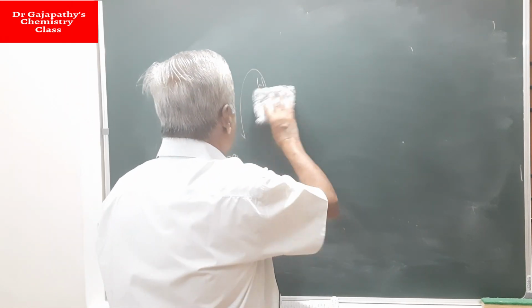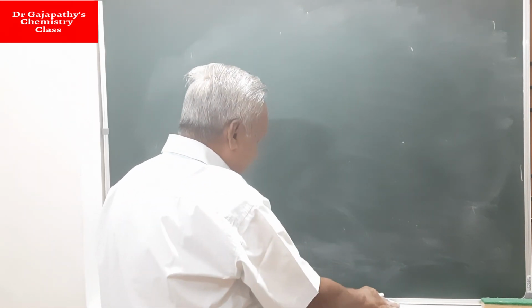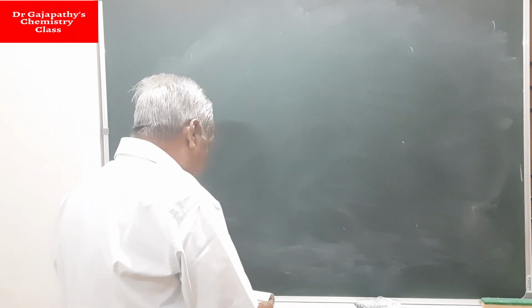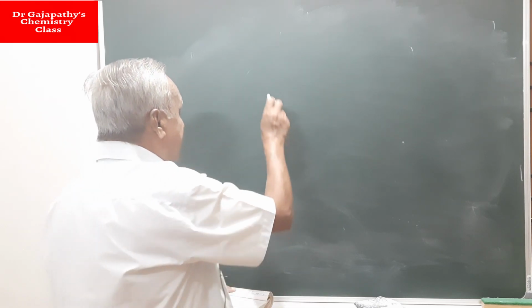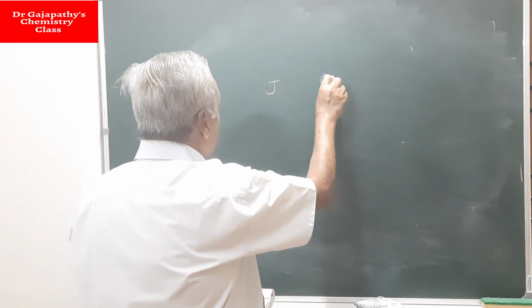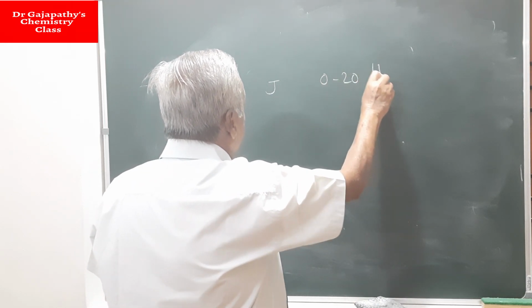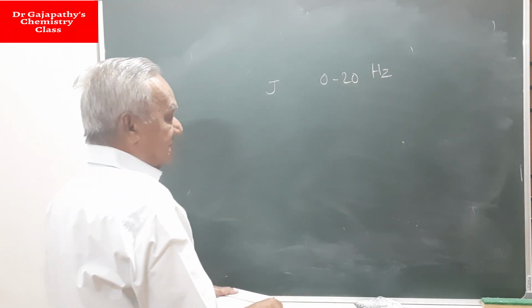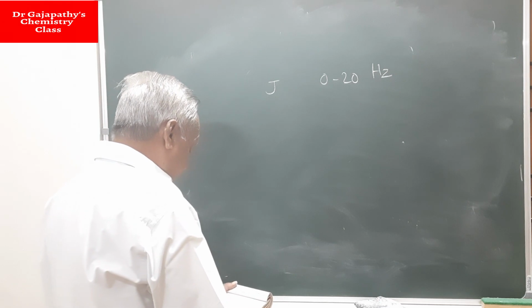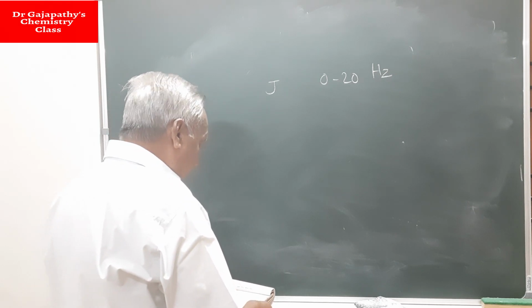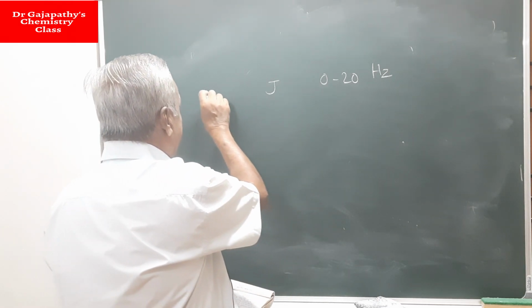Now, the magnitude of the J values. For geminal, J value will vary from 0 to 20. I said in terms of hertz. For vicinal, J value, this is for geminal.